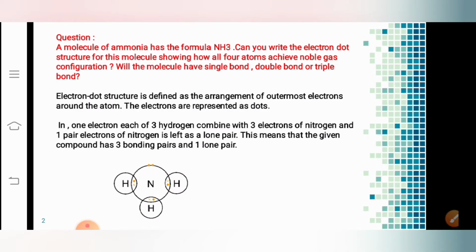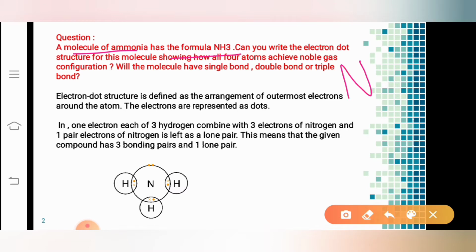Let us start with the question. Here we have a question that a molecule of ammonia has the formula NH3. Now the question is, can you write the electron dot structure for this molecule, that is for ammonia? We have to write the electron dot structure for ammonia, and also we have to show that all the four atoms present in the ammonia achieve the noble gas configuration.